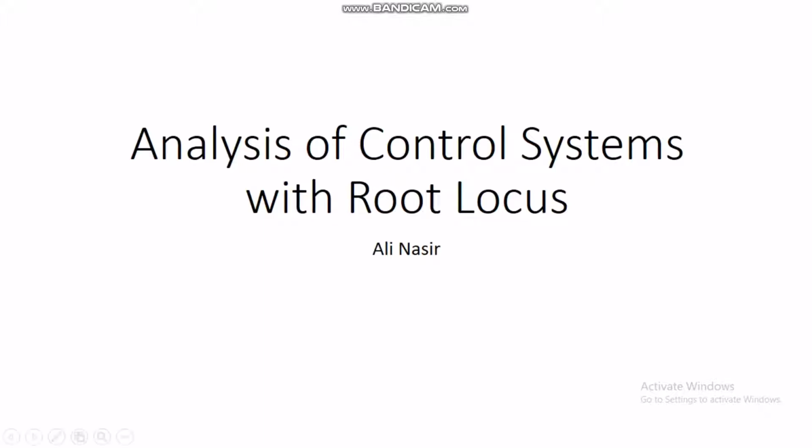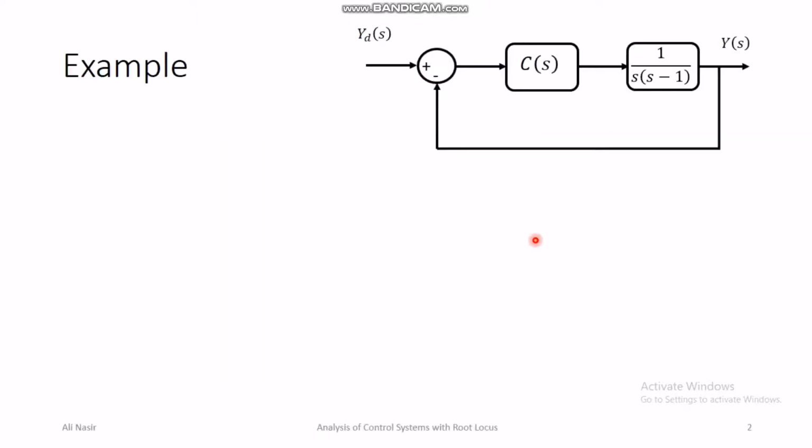We recently finished our discussion on root locus design, and today we are going to discuss some analysis of control systems with root locus. So this is a usual feedback control system where we have a second order transfer function, and we wish to control this transfer function using some control input.